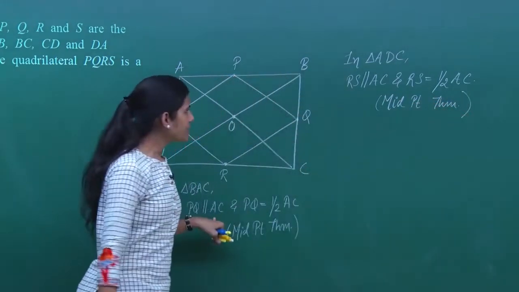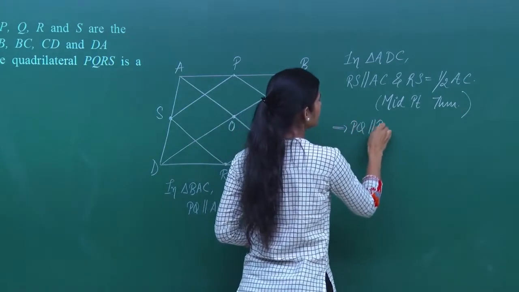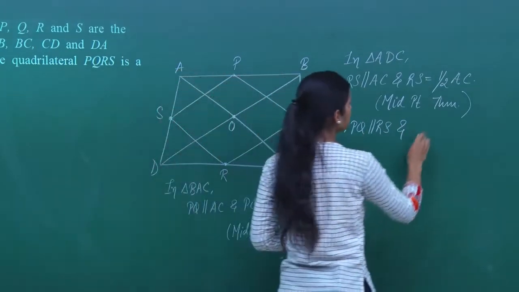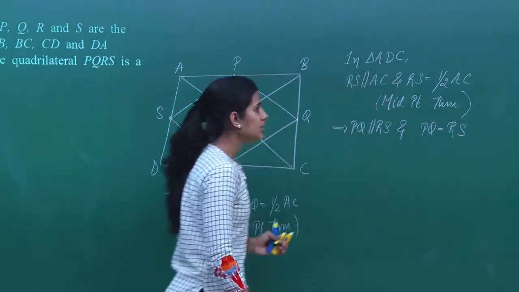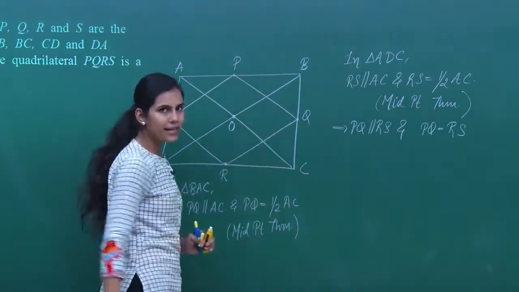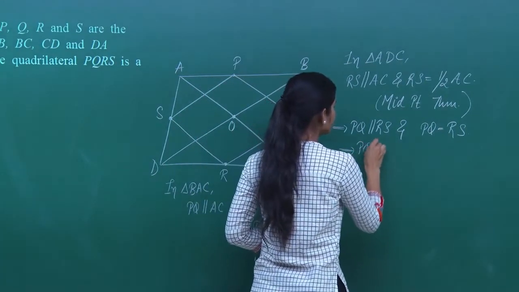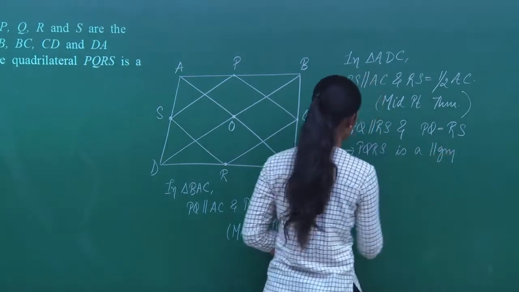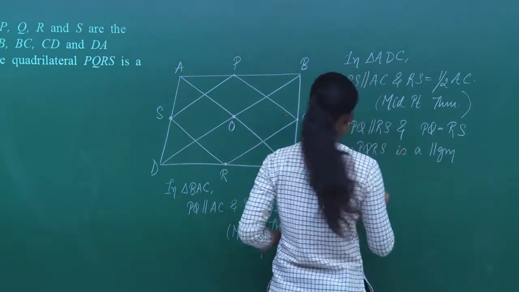PQ is parallel to AC, RS is parallel to AC, so this implies PQ is parallel to RS, and PQ and RS both are equal to half of AC, so that means PQ is equal to RS. In the quadrilateral PQRS, there is one pair of opposite sides which is parallel and equal, and therefore it is a parallelogram. This implies PQRS is a parallelogram, which further implies even PS is parallel to RQ.